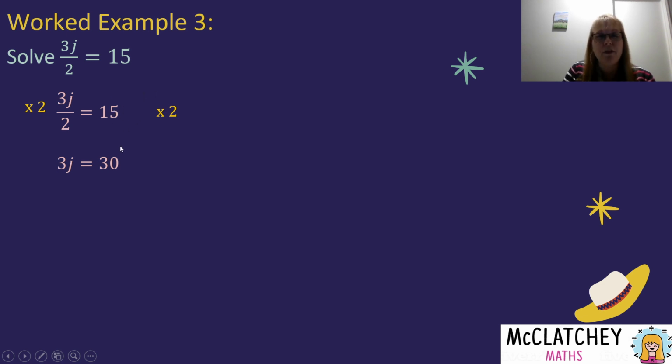Let's look that one through. I could have written this another way. I could have actually done the multiplication. This would become 6j divided by 2 equals 30, but 6 divided by 2 is just 3. So that's another way of doing it there.